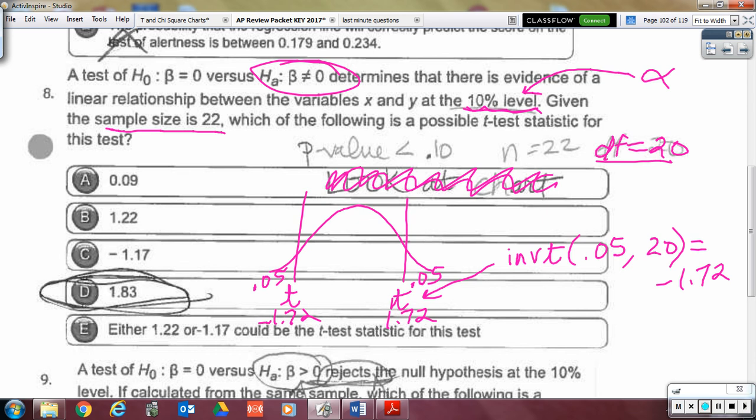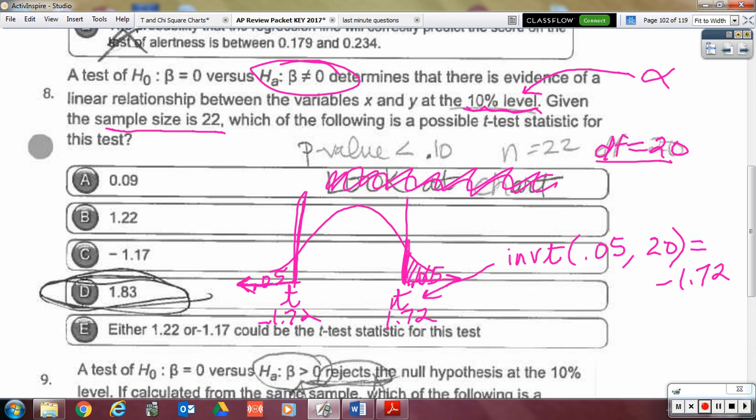So that means in order for your sample to be in the rejection region, it needs to be at 1.72 or above. It needs to be at negative 1.72 or below. Okay? So the one that meets that criteria is D. Yes?